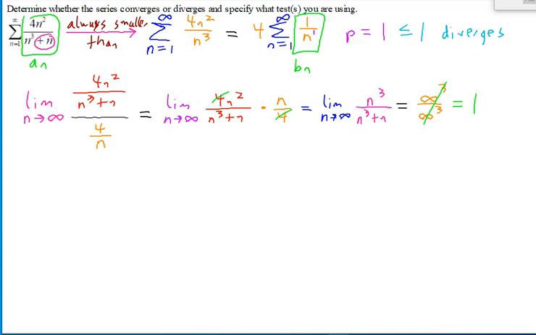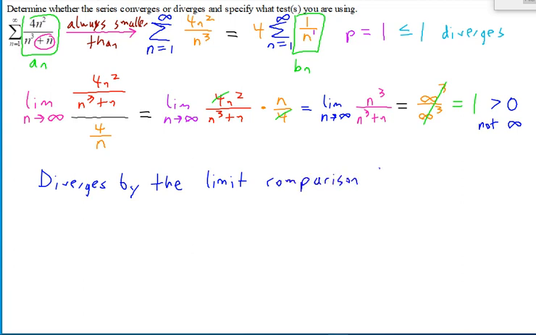And since that's greater than 0 and not infinity, that means the limit comparison test can be used, and they will do the same thing. Since this one we compare it to diverges, this one will also. So this one we can say it diverges by the limit comparison test. And we also use the p-series test.